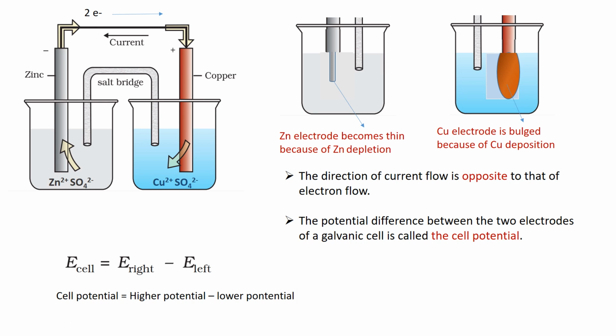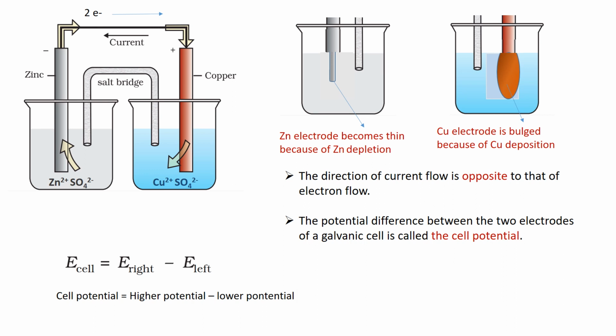How will it happen? Zinc will oxidize to zinc ion. It will lose the 2 electrons in the electrode and it will be removed as zinc 2+ ion in the solution. During this process the zinc is depleted, as you see in the next figure. The zinc is depleted to zinc ion.